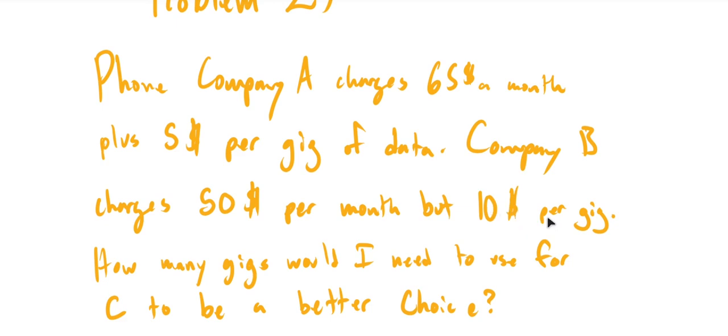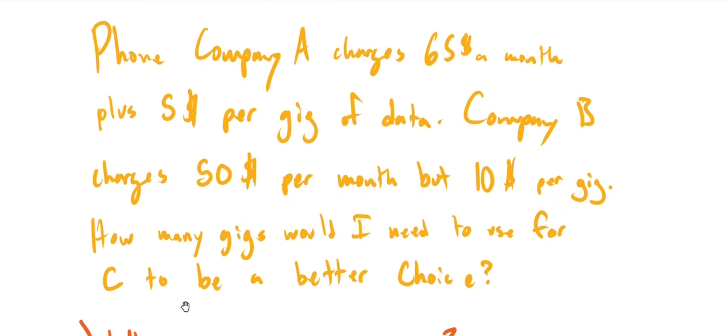Right? Like if I have 10 gigs and that's another $100, that's $150. Well, this is only $115, 50 plus 65. So right off the bat we can do a little bit of pre-math on this problem. We can see that one of them starts out more expensive for a small number of gigs, but the other one becomes more expensive for a large number of gigs. And so now we can attend to this question a little more seriously.